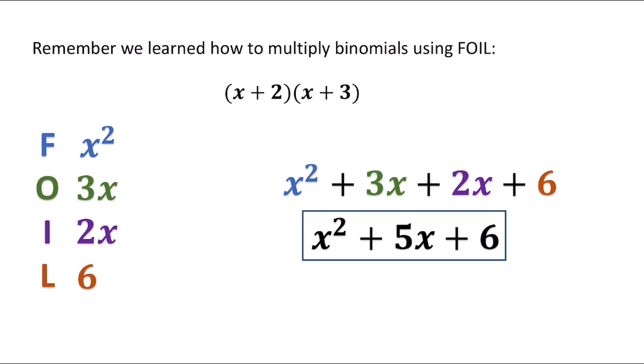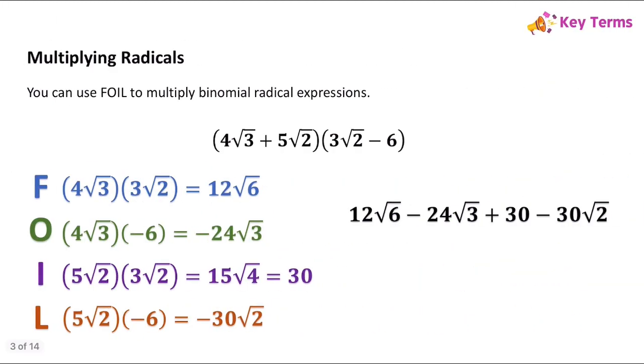6. Then we finally add up all the terms, and so we get x squared plus 3x plus 2x plus 6, and then we combine any like terms, so we combine 3x and 2x, and that's how we got 5x. So our final answer is x squared plus 5x plus 6. Sometimes we'll have radicals that look like binomials, and we can use FOIL to multiply these binomial radical expressions.